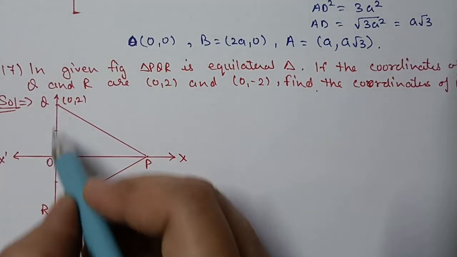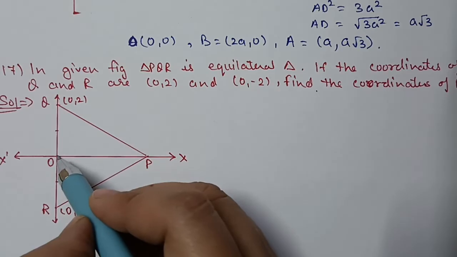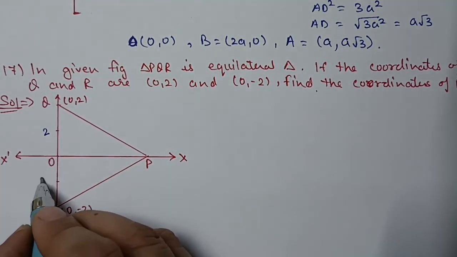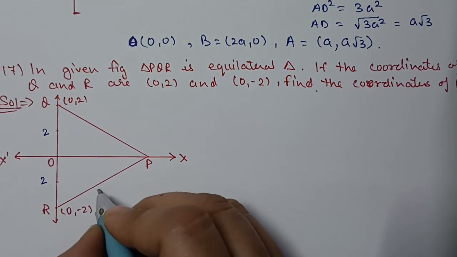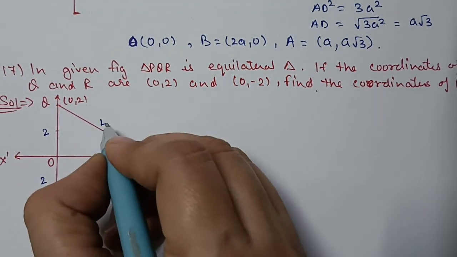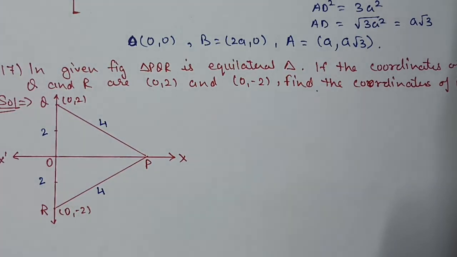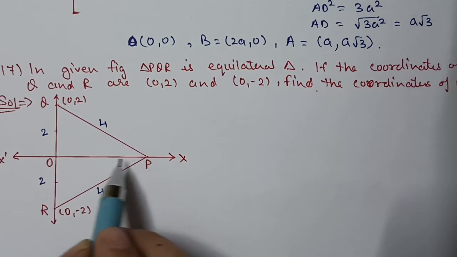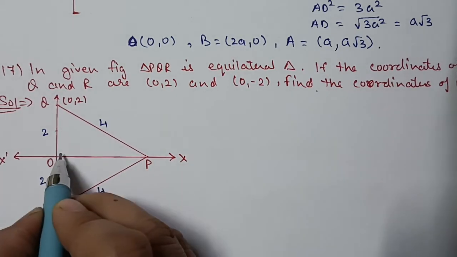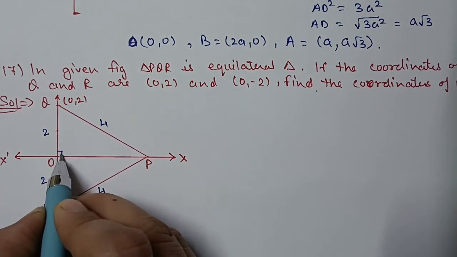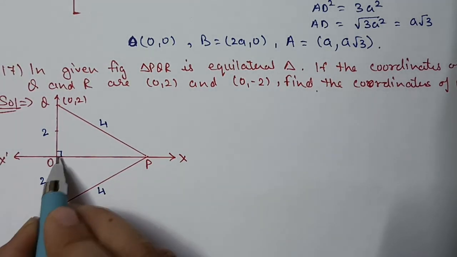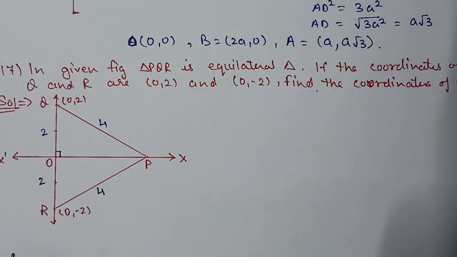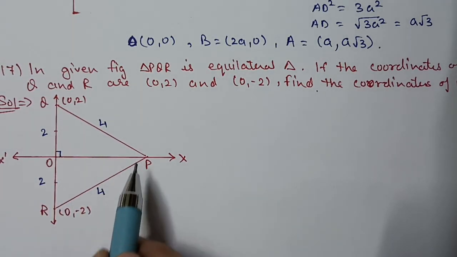So the length of this side is 1, 2, 3, 4. This is 4 units, 2 units up and 2 units down. It means this side will also be 4 and this side also will be 4 because it is an equilateral triangle. And in an equilateral triangle, if you draw the perpendicular from one vertex, it will divide the triangle into two right angle triangles. So this angle will be 90 degrees. So we can take any one triangle and use the Pythagoras theorem to find OP.